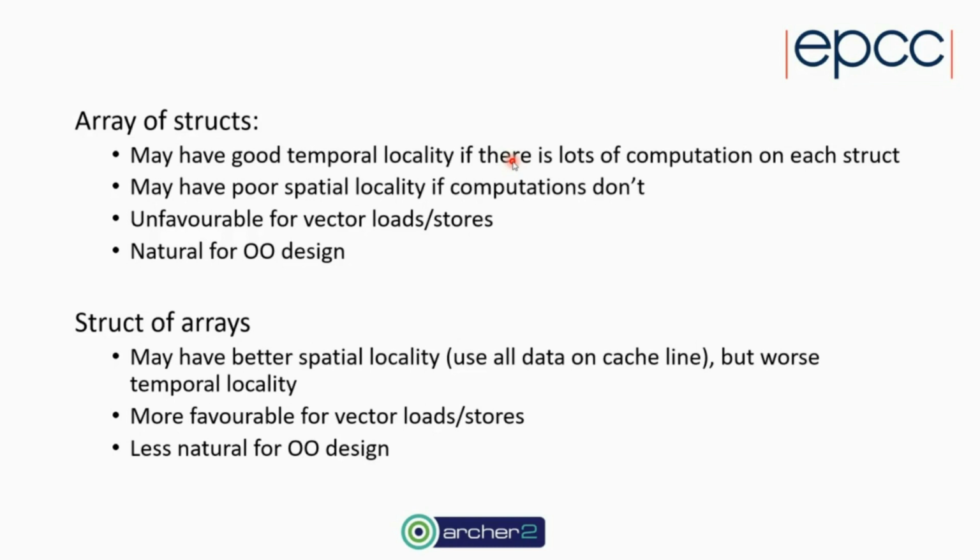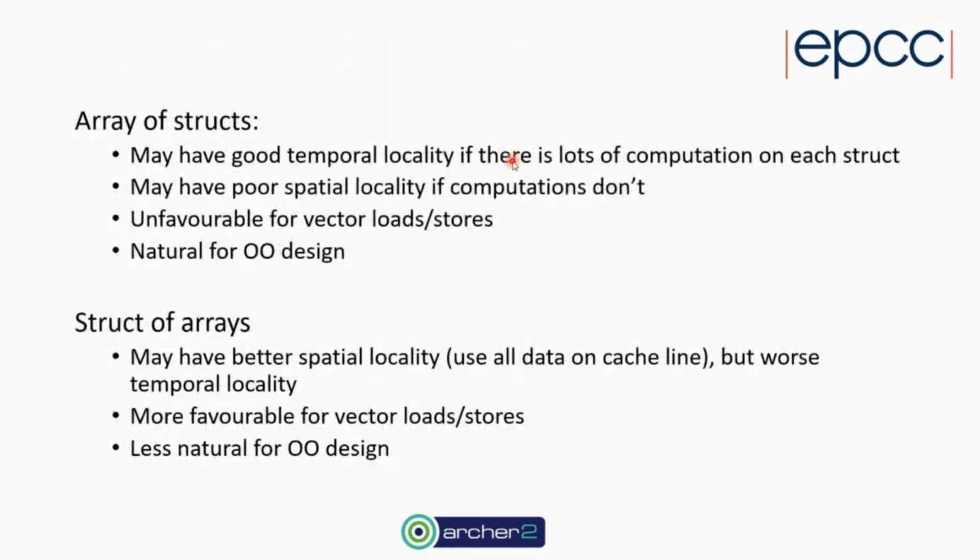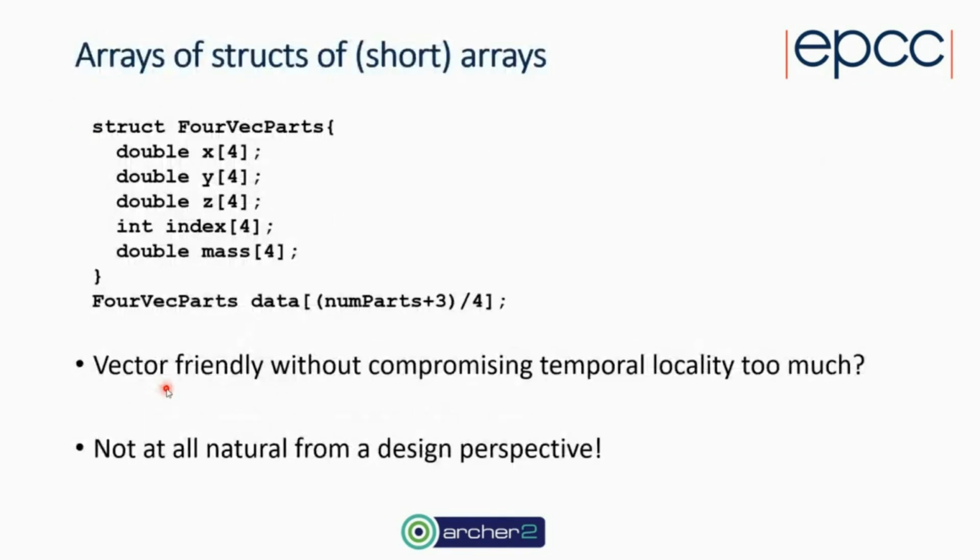It's nice to see. So the structure of arrays can definitely be better for vectorization if you're working on individual components, but it's less natural. You can also do what people call array of structures of arrays. So there's a shorthand for this. Array of structures is called AOS. Structure of arrays is called SOA. And then this is called AOSOA, array of structures of arrays.